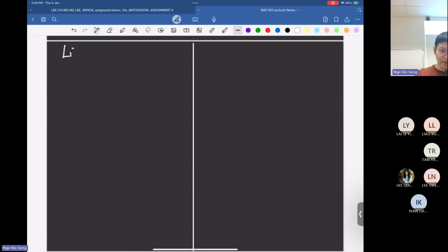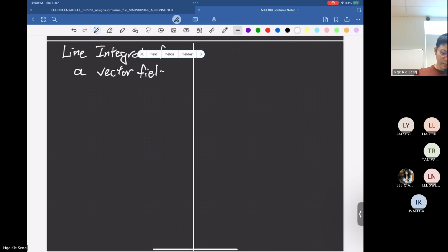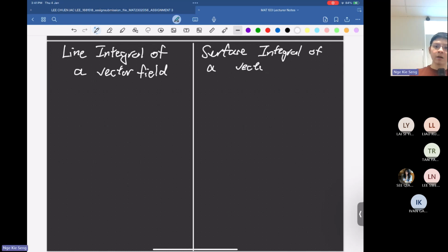Okay, go to the vector field. Line integral of a vector field and surface integral of a vector field. In the meantime, if it helps, you can open up the example that I did.